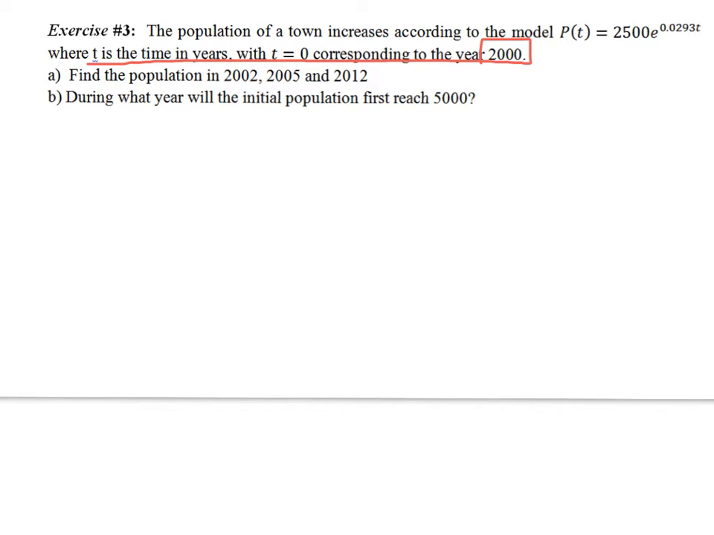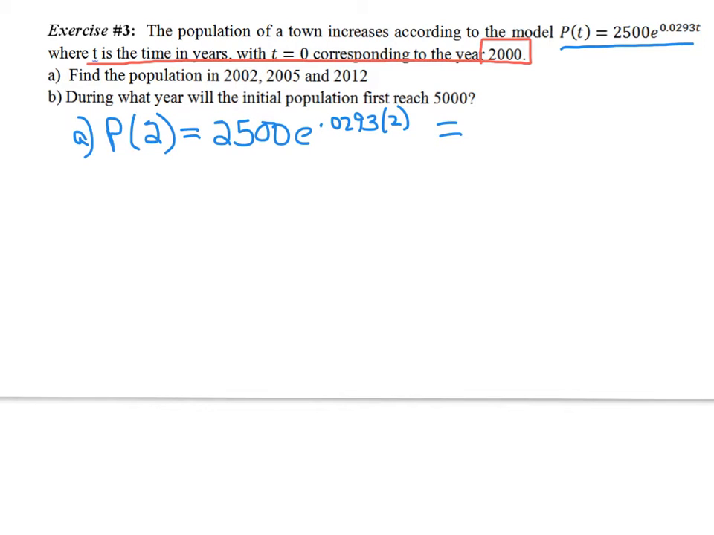So for the first part, part A, it says let's find the population in 2002. Well, 2002 is 2 years after 2000, so I want to find the population at time 2. So we are substituting 2 in for time, so we're going to have 2500 e to the 0.0293 times 2. Now again, what I did to save some time on this one is enter my function into the y1, and then I looked at my table of values, and that allowed me to solve for all 3 years that I'm looking for.